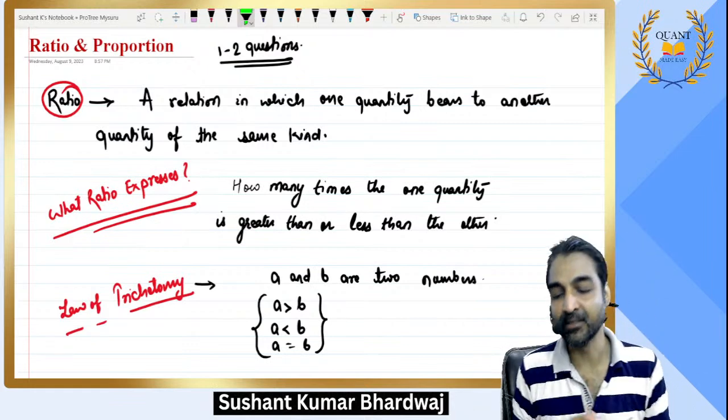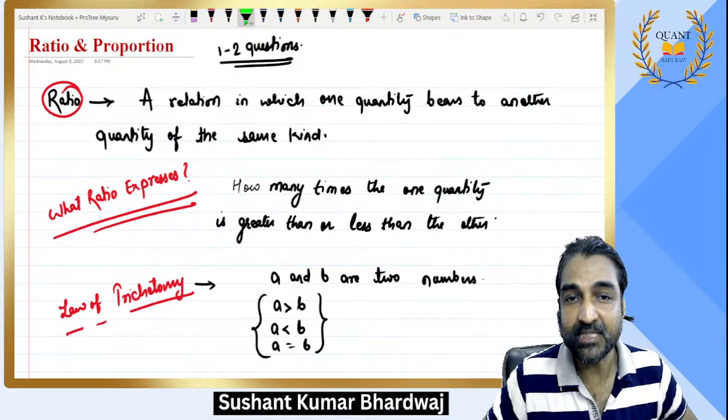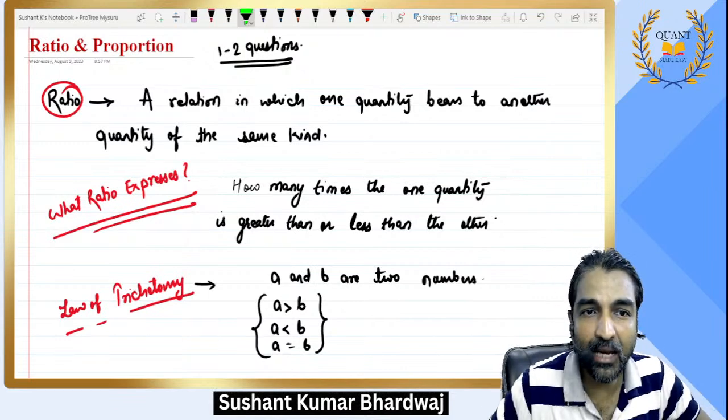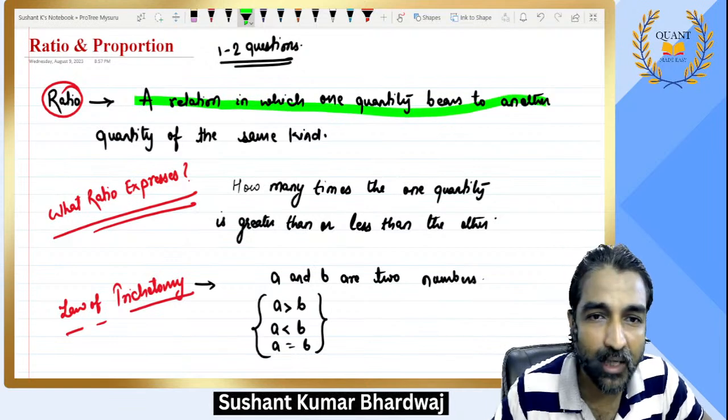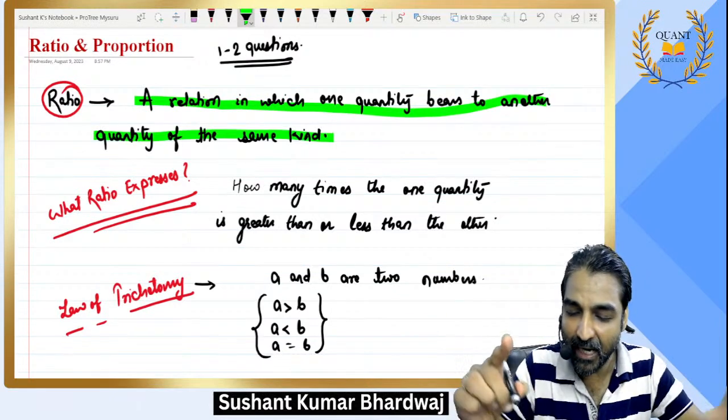So let's start. See what we have discussed yesterday. We have discussed a relation in which one quantity bears to another quantity of the same kind.